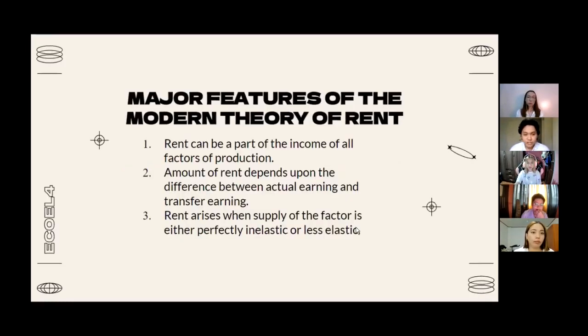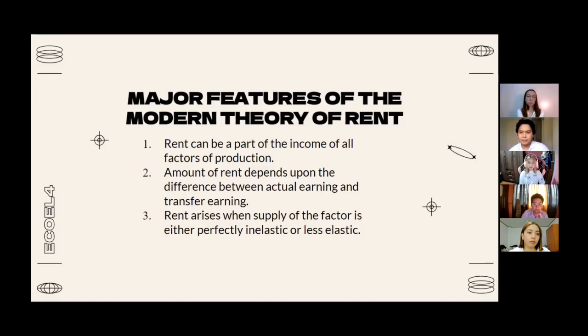Some major features of the modern theory of rent: first, rent can be part of the income of all factors of production. The entire income of land is actually called rent because its supply is perfectly inelastic. Next, the amount of rent depends upon the difference between actual earning and transfer earning. And lastly, rent arises when the supply of the factor is either perfectly inelastic or less elastic. On the other hand, no rent arises when the supply of the factor is perfectly elastic.